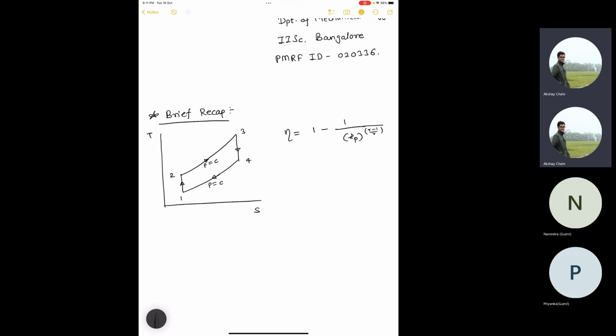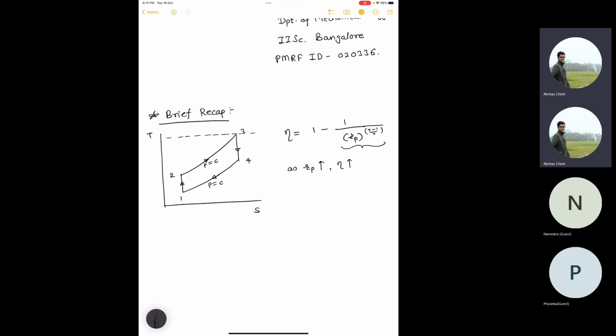But there is one more important thing that I wanted to convey here. From this expression of efficiency, as pressure ratio increases, this denominator term will increase, the whole fraction will reduce, and effectively efficiency will increase. So as pressure ratio increases, efficiency increases. And by increase in pressure ratio, what do you mean? Let's say this is the maximum pressure that you can go given the material properties of the system. The maximum temperature and maximum pressure are fixed, so you cannot go beyond a certain highest pressure.